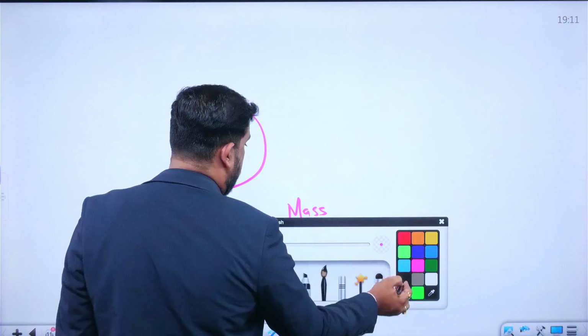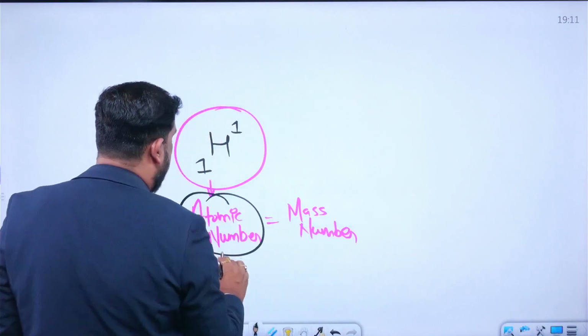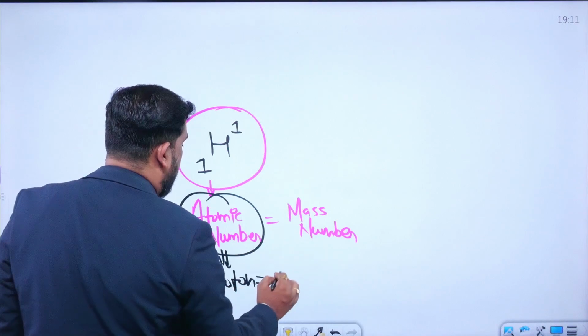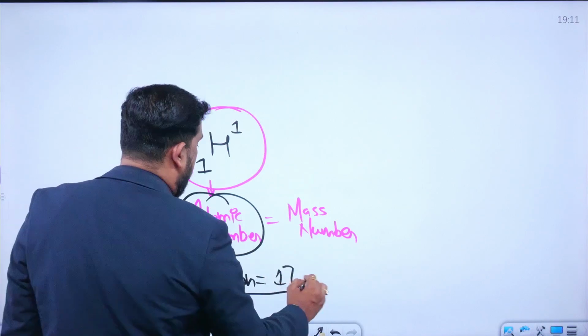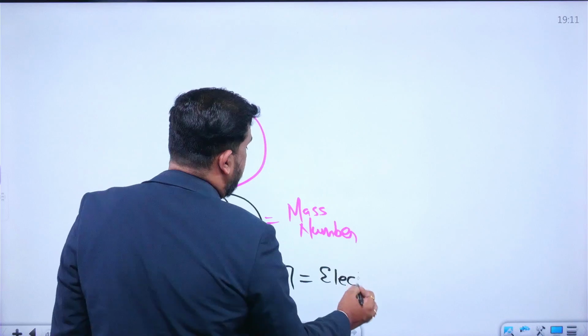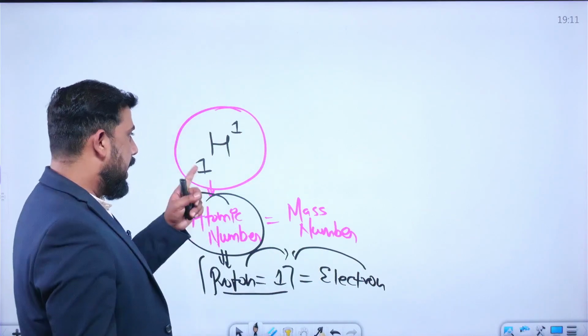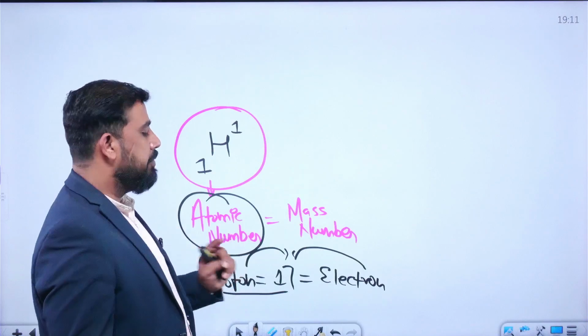As I had discussed earlier, the atomic number always denotes the number of protons. So hydrogen has a proton number equal to 1, and that's why the number of electrons is also equal to the number of protons. In this way we can conclude that hydrogen is an atom which has 1 proton and 1 electron.